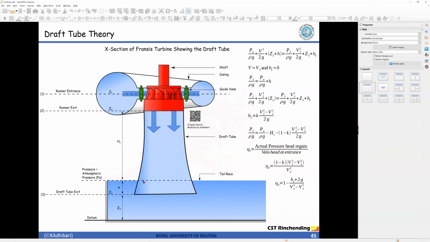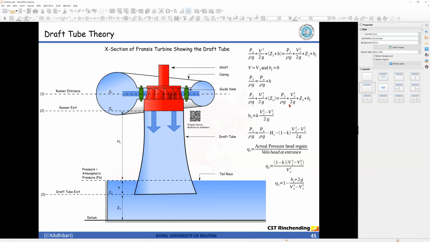Now from here to here, we cannot ignore this as HF, unlike the previous case. In the previous case, this distance was less, that's why we ignored it. But now it is a long distance, so we cannot ignore it this time. So HF remains here. Further, HF is given by this expression: the difference in kinetic head times a coefficient gives us the frictional loss. Friction is basically due to flow of liquid, right? That's why we take the kinetic head here.